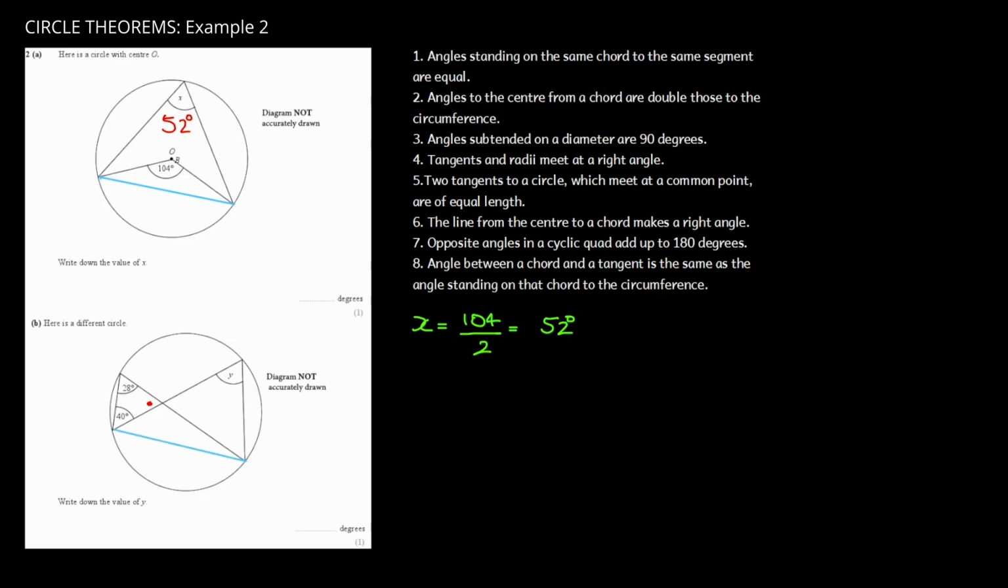There's the missing chord. And you can see, look, the 28 degrees is subtended on the chord, and we've got another pair of lines subtended on that same chord. So the angle y must be the same as 28. So we can simply write down that y is equal to 28 degrees. And there we are.